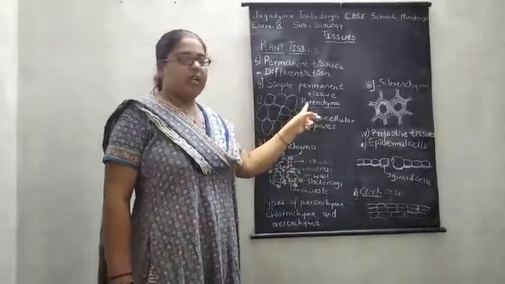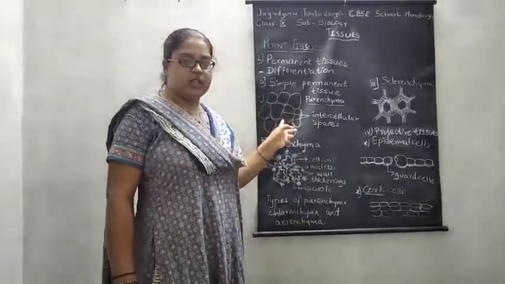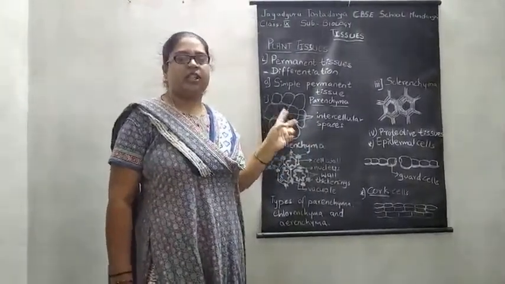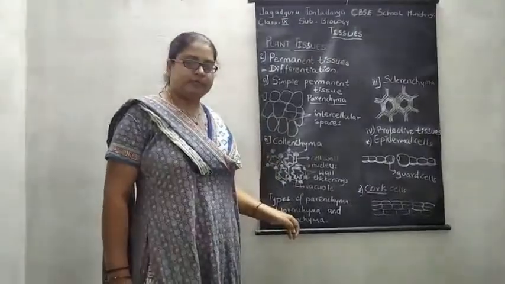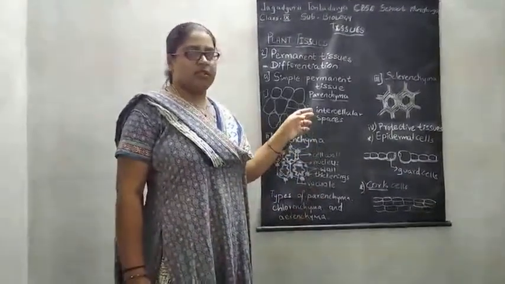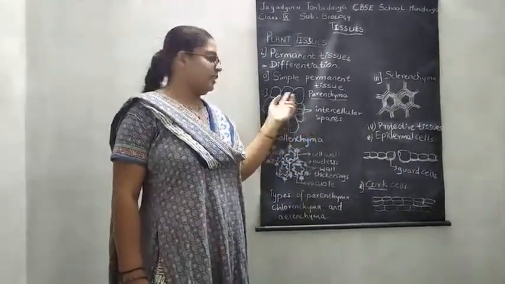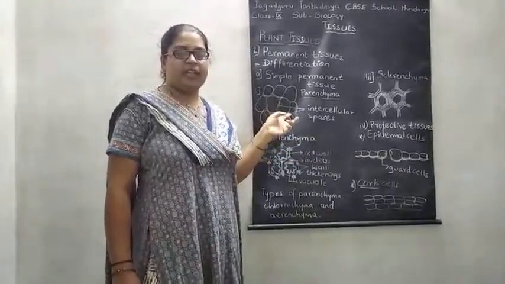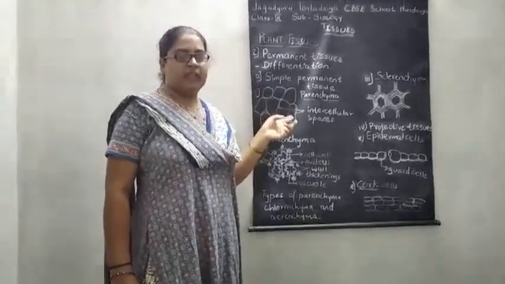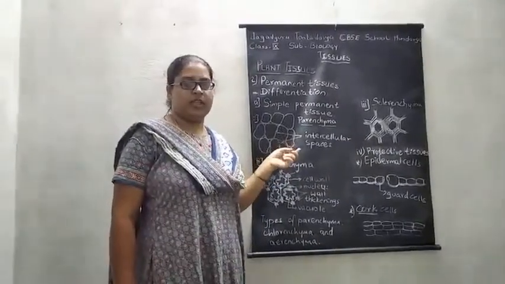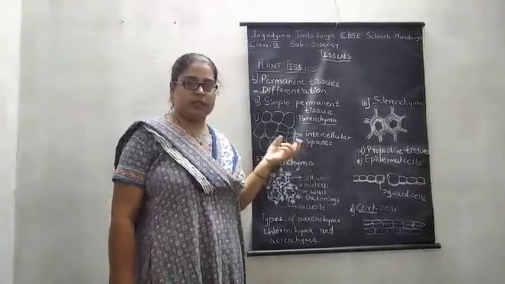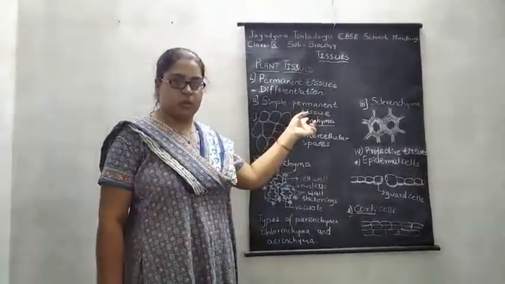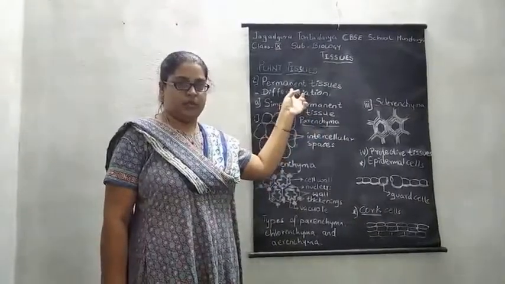In this only, if the intercellular space is filled with air, then that tissue we call as aerenchyma. Okay, aerenchyma means the group of cells is filled with air, and it is found in the aquatic plants, and it will provide buoyancy. It will help the plant to float over the water surface. Understood? This is about the parenchyma tissue, first type of simple permanent tissue.